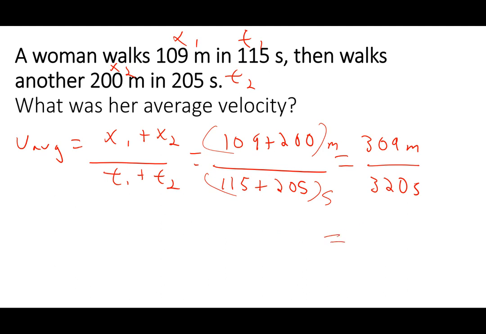When I divide this out, 309 divided by 320, that gives me 0.965, but I round up. There's other numbers here, by the way, but there's a 6 here, but I only use this number to round. So I'm going to round up to 0.97. What are my units? I have meters on top, seconds on the bottom. They're not going anywhere. My units are meters per second. What this means is for every 1 second, this woman walks 0.97 meters.